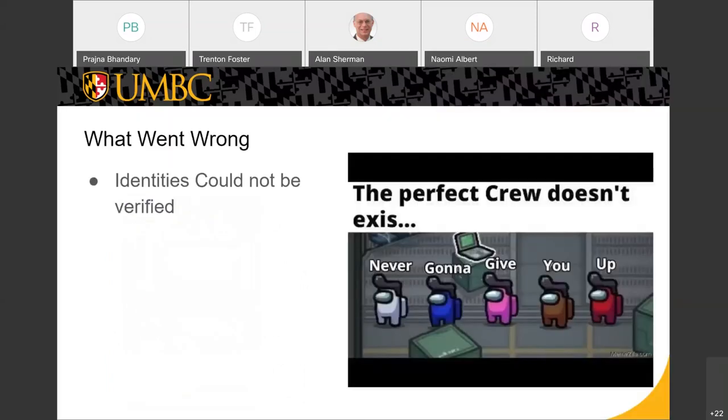So what went wrong? The main issue that we had is that identities could not be verified. We may have been able to communicate and the network adversary couldn't use it. We may have had a way to see if there's any weirdness going on, but we had no idea who was who. And the network adversary could also send multiple packets with the same body to different people. Next slide.